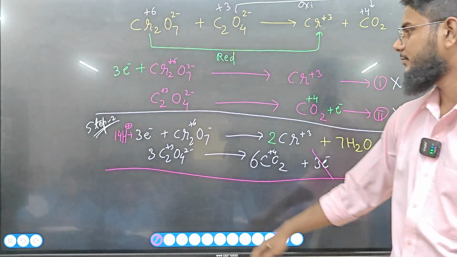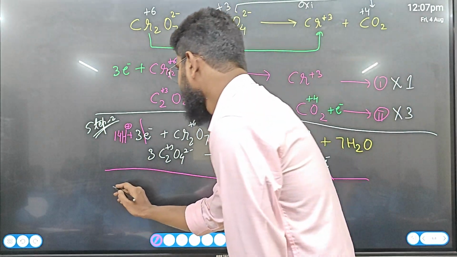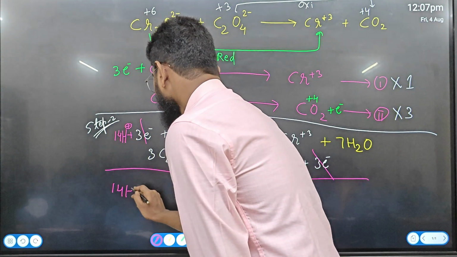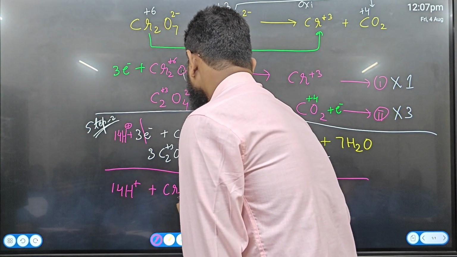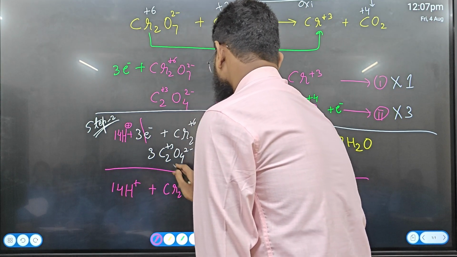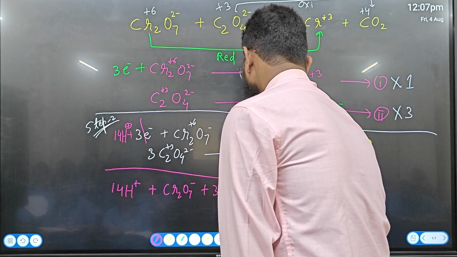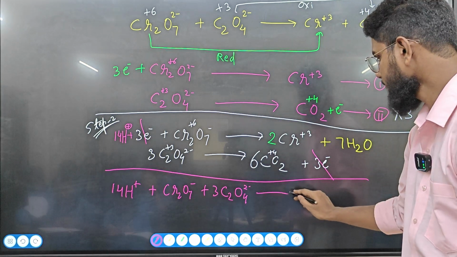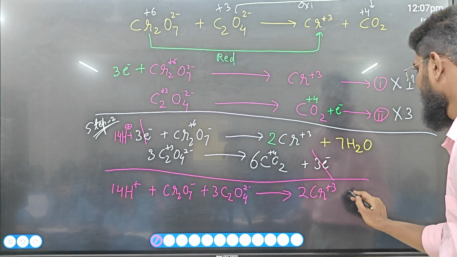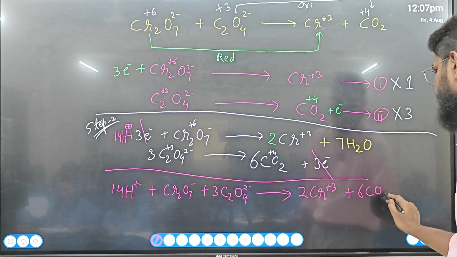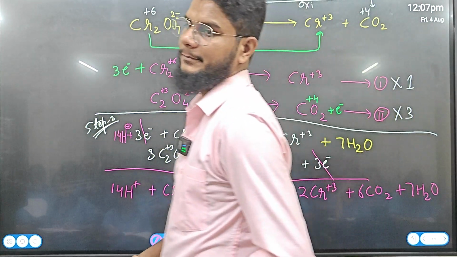Now just add the reactions. So the 6 electrons will be cancelled out and add the reactions. So you will get here 14 H plus plus Cr2O7 2 minus plus 3 C2O4 2 minus giving 2 Cr 3 plus plus 6 CO2 plus 7 H2O. This is your balanced chemical reaction.